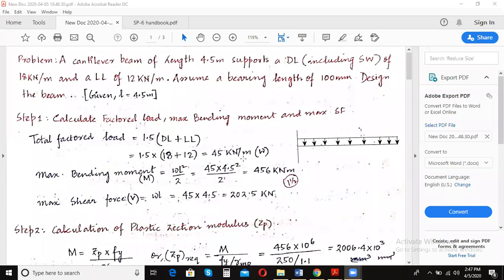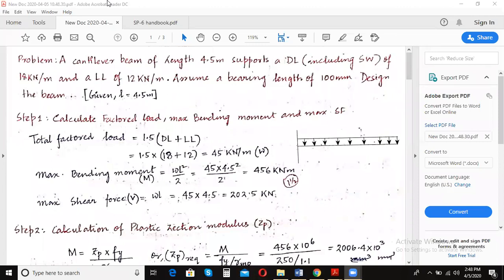Let's see what the problem says. A cantilever beam of length 4.5 meters supports a dead load which includes a self weight of 18 kilonewton per meter and a live load of 12 kilonewton per meter. Assume a bearing length of 100 mm. Design the beam. So the length of the cantilever beam is given as 4.5 meter.